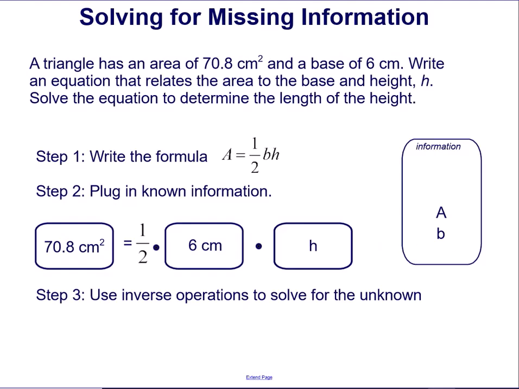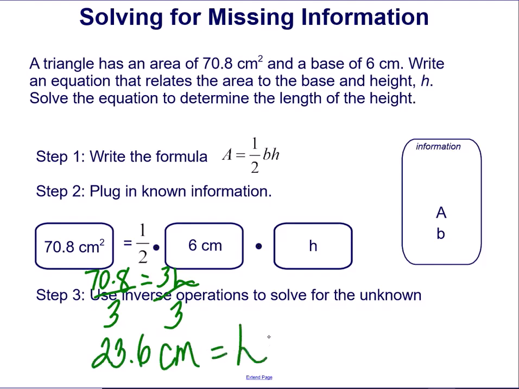So now I simplify this equation. I know that 1/2 times 6 is really half of 6, which gives me 3. So I have 70.8 equals 3h. In order to solve this, now I divide both sides by 3 by using my inverse operations. 70.8 divided by 3 is 23.6 centimeters equals h, my height.